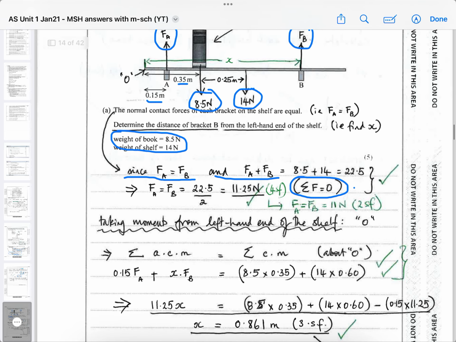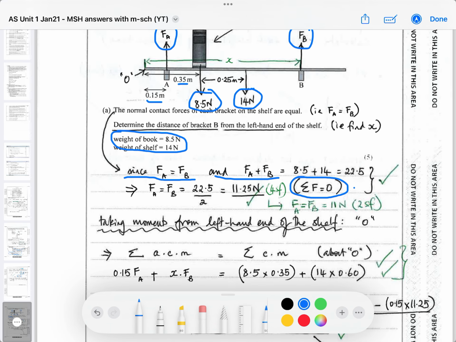Okay, all right. Then the second thing you do is you want to take moments. I'm just making sure you can see the diagram at the same time. You have to take moments now about the end of the shelf. So this is what you're doing next. Taking moments from the left-hand side of the shelf. I've called it O. Yeah, so taking moments about O. The total anti-clockwise moments must be equal to the total clockwise moments about O. Yeah? So the 0 point on your measuring.